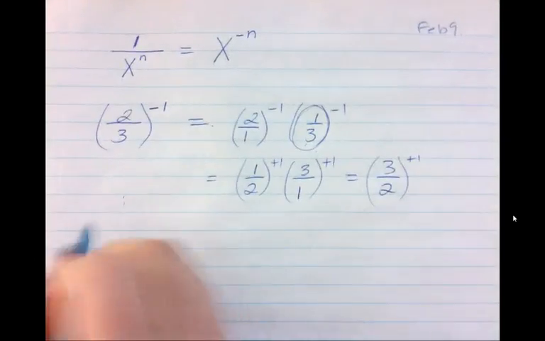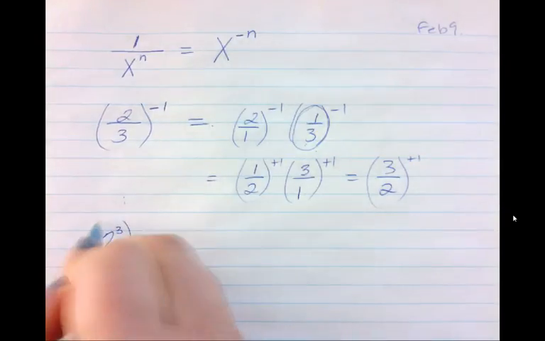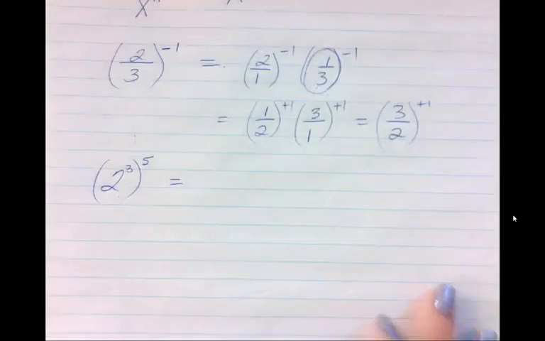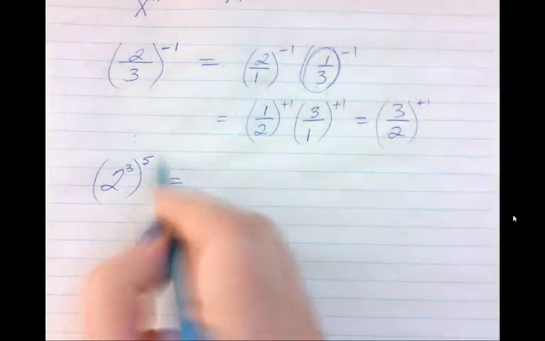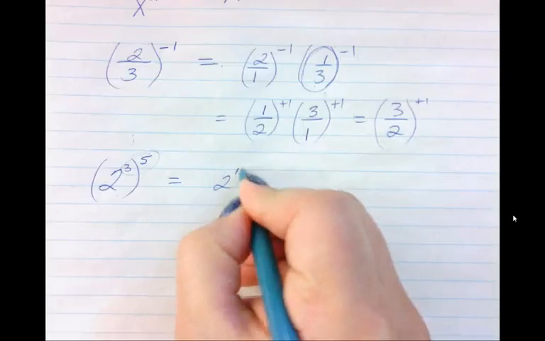Okay. So let's have a look at an example where we've got a base. So let's say you've got 2 to the power of 3, and then that's all to the power of 5. How are we going to do that question? What's the exponent rule? You multiply the exponents together. So you take this and you go 2 to the power of 15.